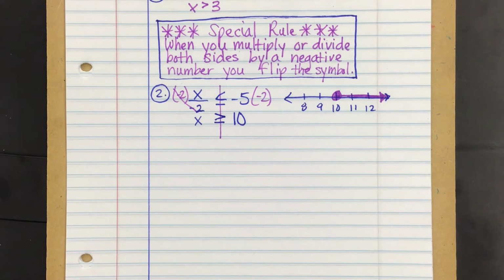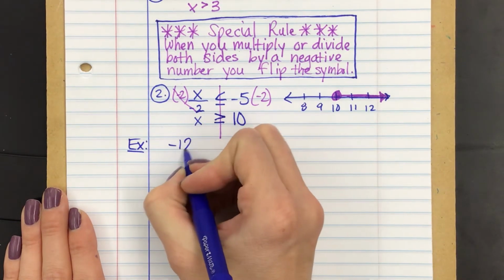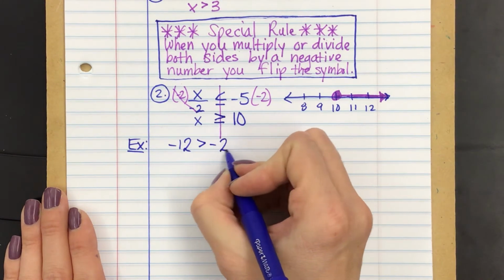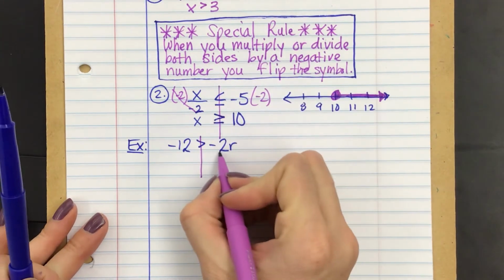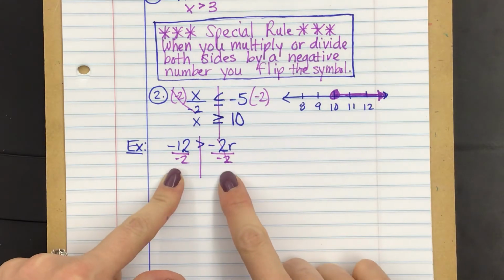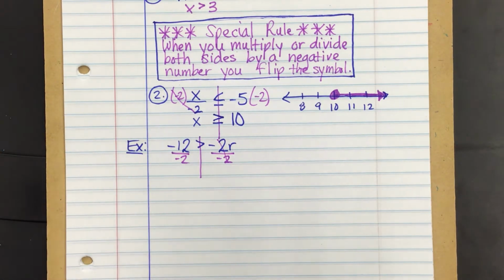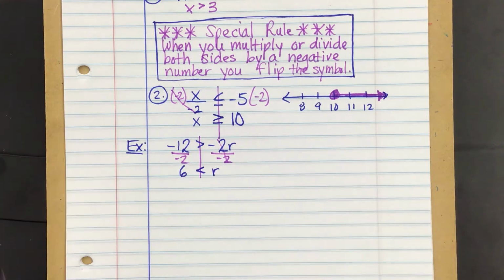All right. Let's go ahead now that we know our special rule. Actually, before we do two-step equations, let me do one more example like this. Okay? Because like I said, this is also a rule for when you divide both sides by a negative, so I wanted to do an example where you're dividing by a negative. So in this case, to solve this, I would divide both sides by a negative 2. And when I divide both sides by a negative, I'm going to flip the symbol. So this will be positive 6. I'm going to flip the symbol, and then R.